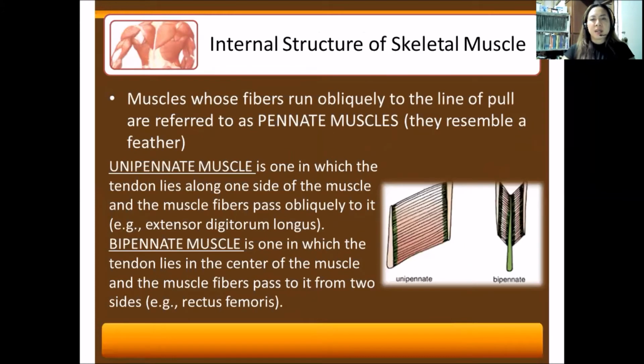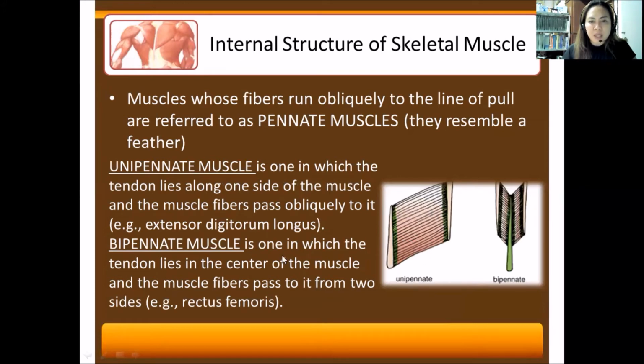Okay? Ano ba yung internal structure ng skeletal muscle? So, muscles whose fibers run obliquely to the line of pull are referred to as pennate muscle. They resemble a feather. Unipennate muscle is one in which the tendon lies along one side of the muscle and the muscle fibers pass obliquely to it. Okay, that is unipennate. Ganito ang hitsura.